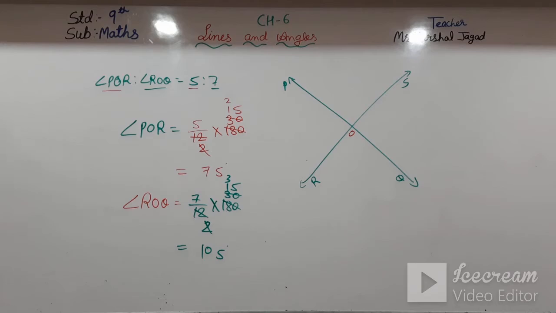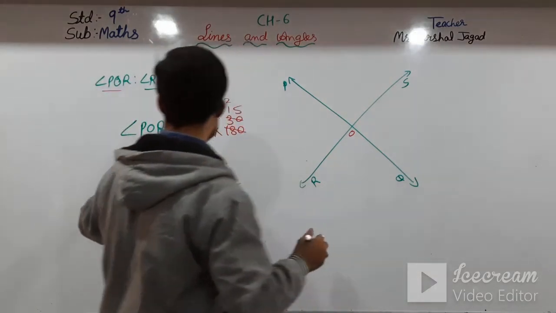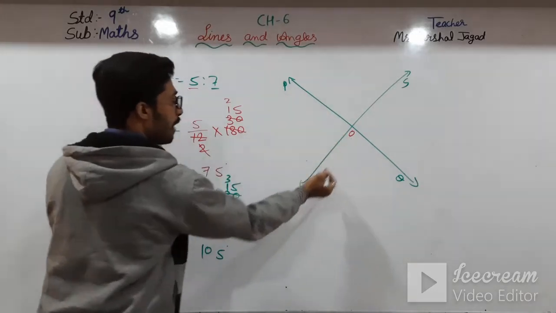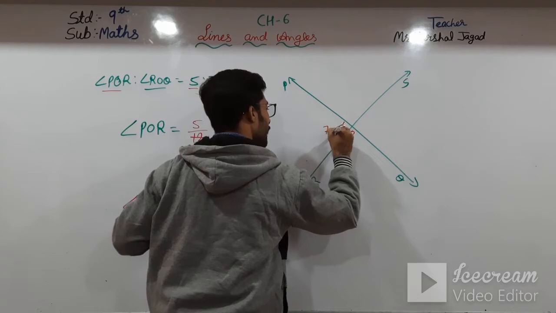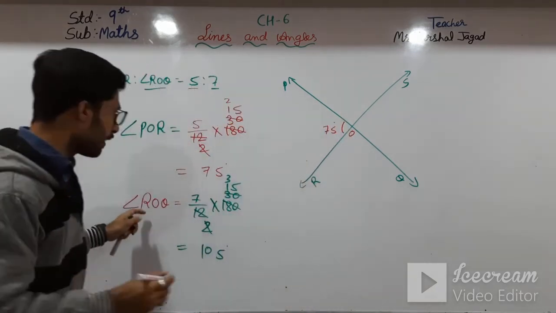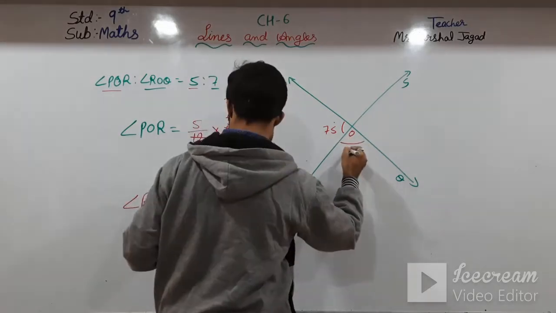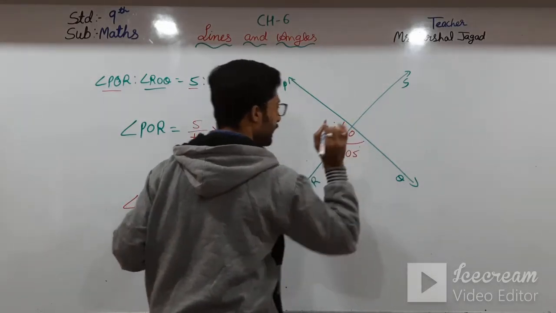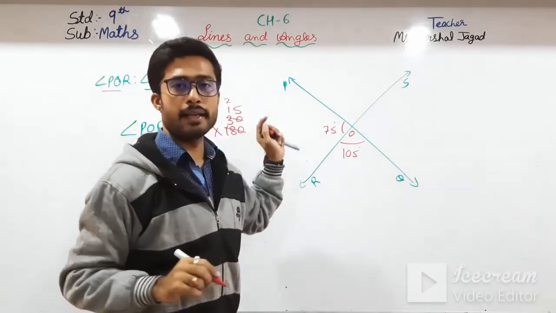Now which angles have we got? Here we have got angle POR, that is how much? POR, that is 75 degree, and angle ROQ, that is how much? That is 105 degree. Okay, that is 105 degree and 75 degree.